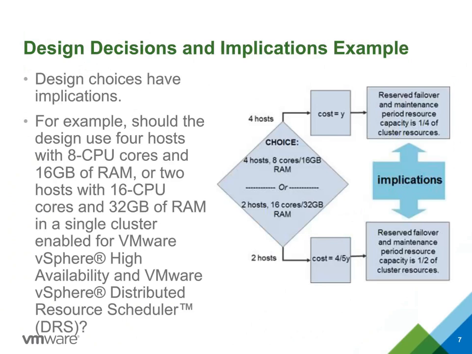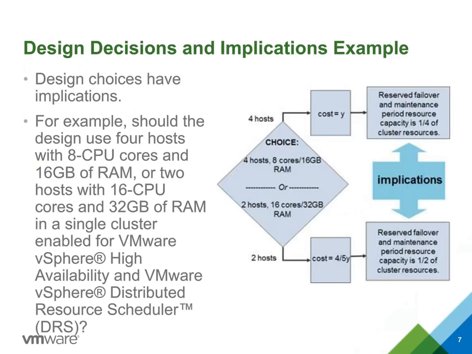Now, let's focus for a few moments specifically on vSphere HA. If the choice is between having, for instance, 4 hosts versus 2 hosts, we could provide the same amount of host capacity by simply changing the configuration of those hosts. For instance, we may choose to have 4 hosts, each equipped with 8 cores and 16 gigabytes of physical RAM. Alternatively, we could provide the same capacity with 2 hosts, each equipped with 16 cores and 32 gigabytes of RAM.